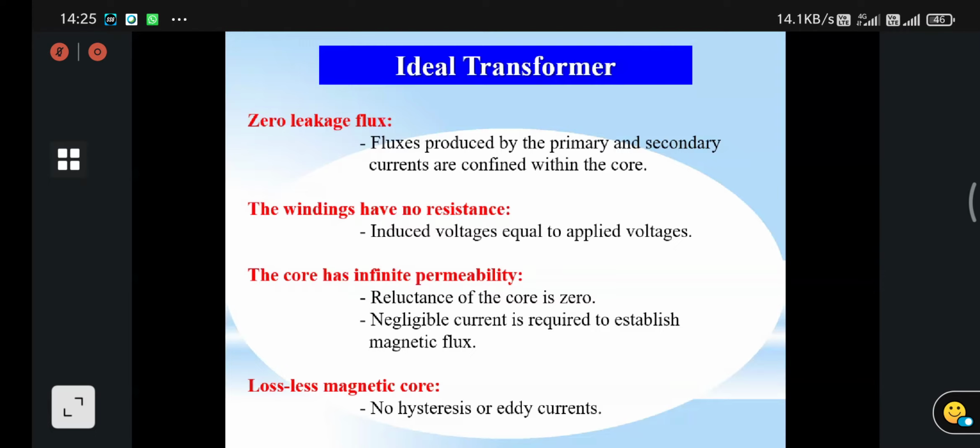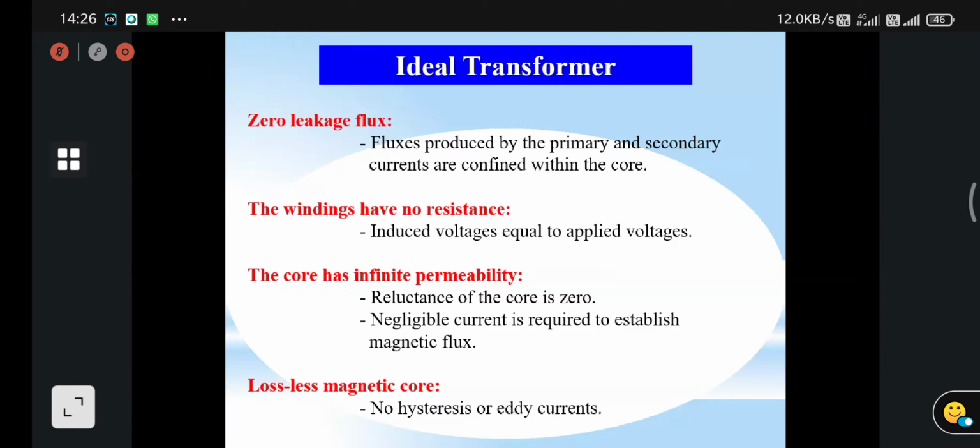Similarly, coming to ideal and practical transformer, in the practical case we have different types of problems, like the resistance of winding will be there, so there will be losses, and thereby the efficiency is different as compared with the ideal transformer. There is also leakage flux and finite permeability. Based on that, the efficiency and performance of a transformer are reduced if you consider the practical transformer.